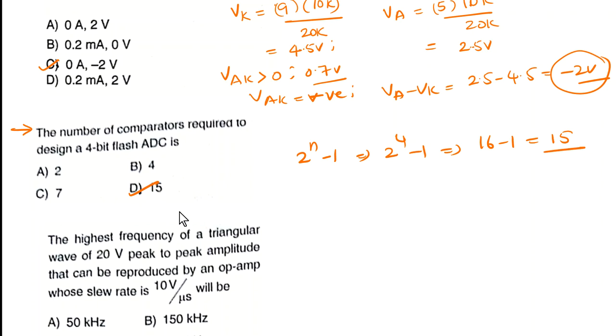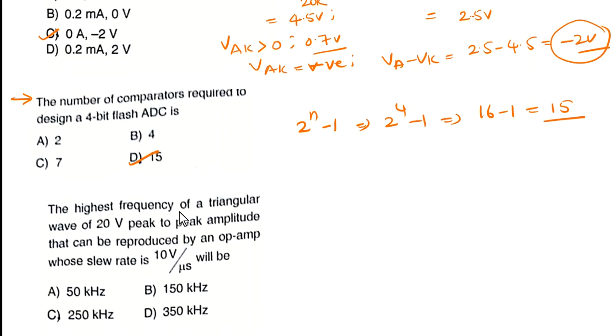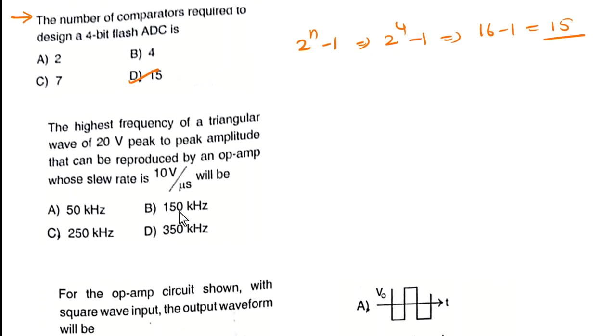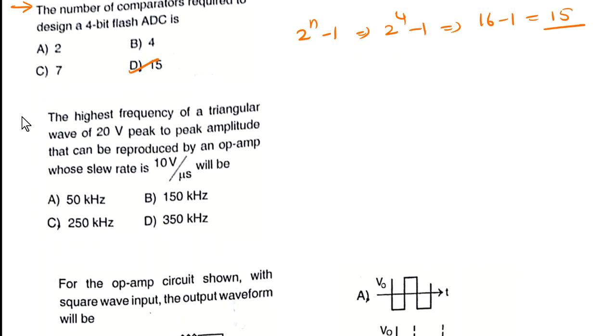Next question, from analog electronics. The highest frequency of a triangular wave of 20 volts peak to peak amplitude that can be reproduced by an op amp whose slew rate is 10 volts per microsecond will be. So here we are talking about a triangular wave. Let me draw the triangular wave like this.